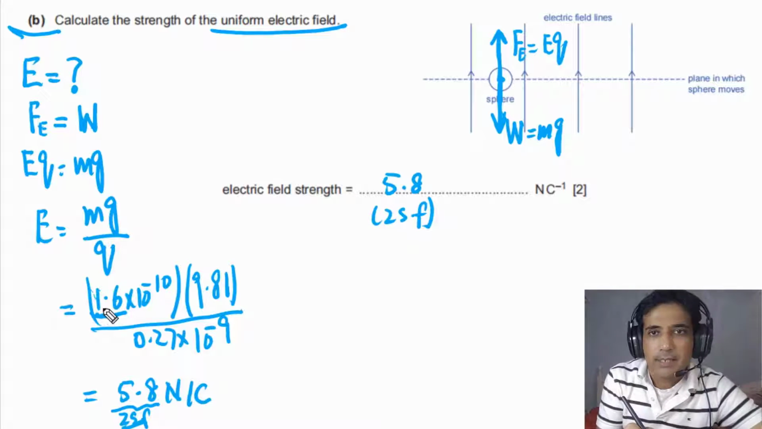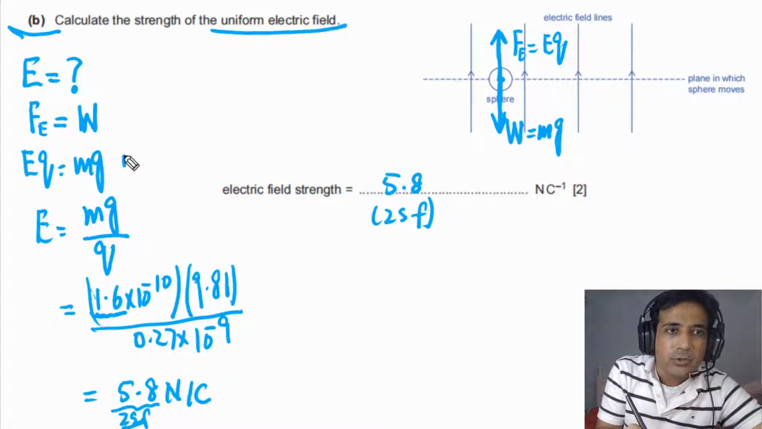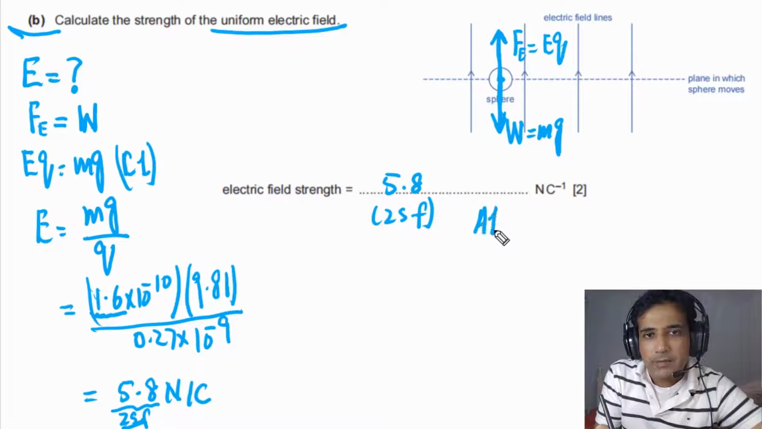The first mark you will get if you have written EQ is equal to mg, and this one is C mark, you will get 1 mark. And the second mark is the answer mark. If you have got the right answer, you will get the second mark.